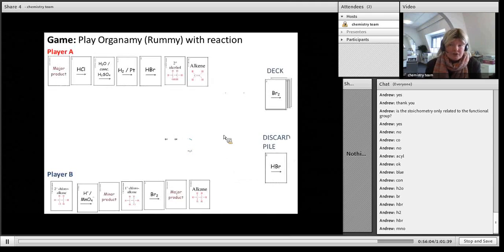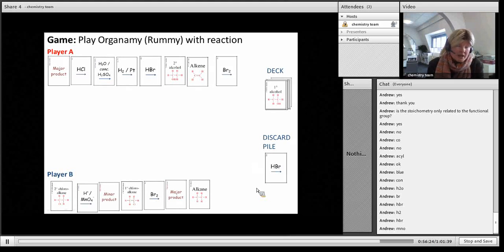So here I've got the deck. Normally it should be showing the other way around, so that you don't actually know what you're picking up, but just for this online thing, I'm trying to show you what it is. So that's normally showing HBr, but that would be the other side of the card. So they've got their 7 cards, player A, player B. So player A has to pick up a card. Now you've got to look, what can you make out of that set?